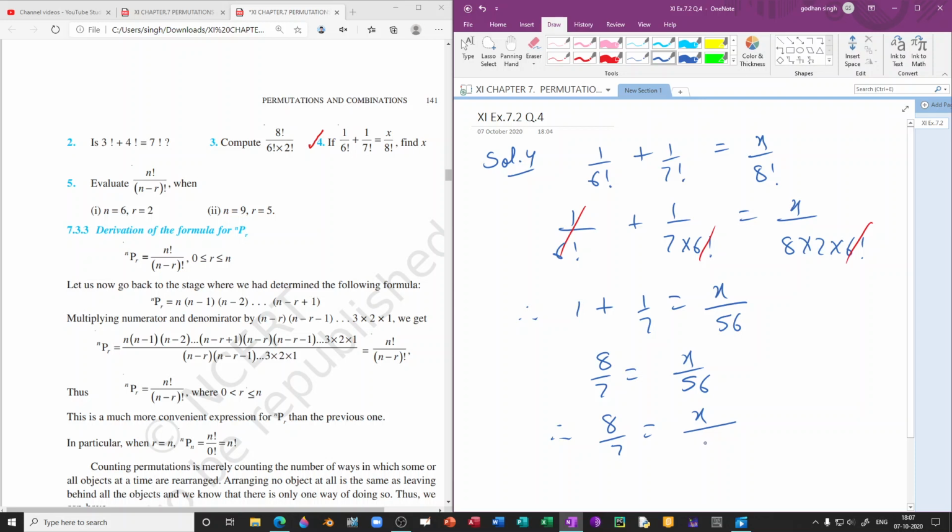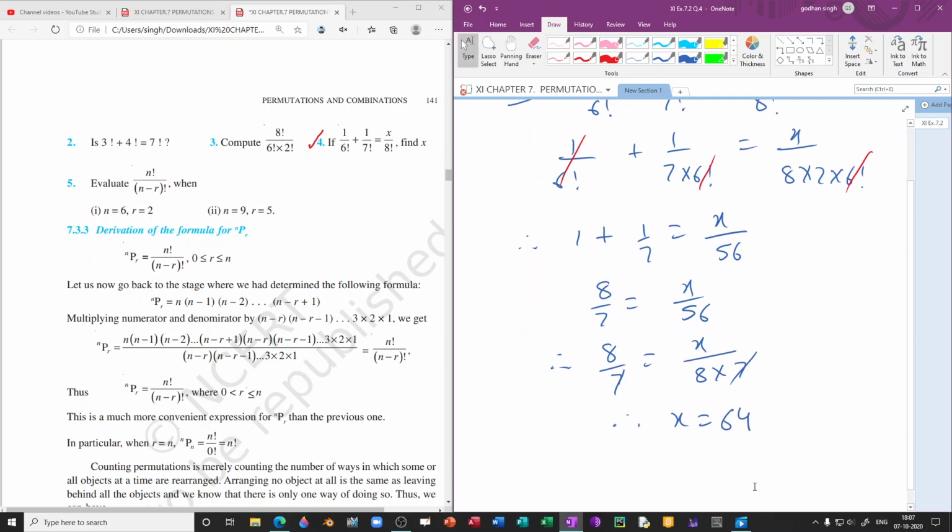We can factorize 56, that is 8 into 7. So 7 and 7 cancel out on both sides. Therefore, cross multiplying, x will be 64. So the value of x which we are getting here is 64, and that is our answer.